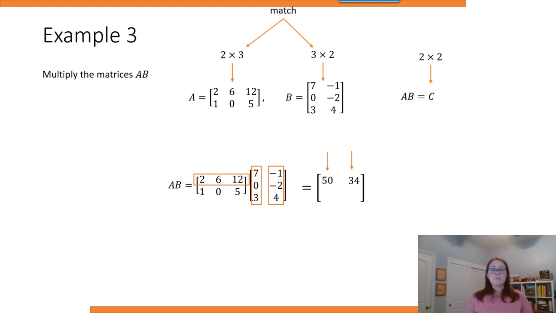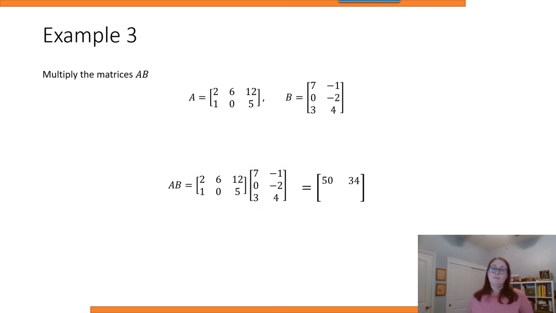If I want to do the second row, then I go to the second row of A. To get the first value in that row, I multiply the second row times the first column of B. So 1 times 7 plus 0 times 0 plus 5 times 3, and that should give you a value of 22. Then to get the last one, the position I'm looking for is row 2, column 2. So I'm going to multiply row 2, which is 1, 0, 5, times the column -1, -2, 4. So 1 times -1 plus 0 times -2 plus 5 times 4 gives me a value of 19.